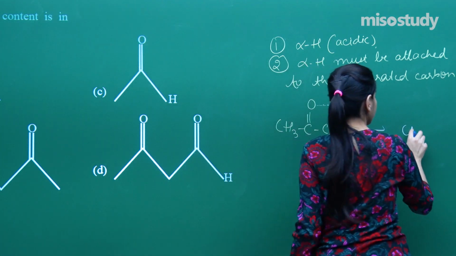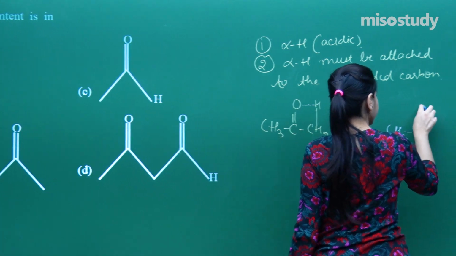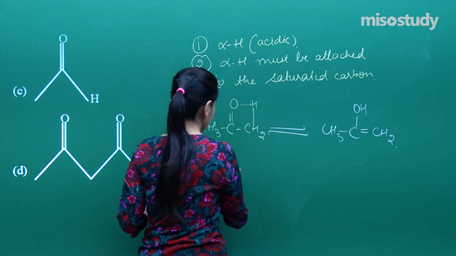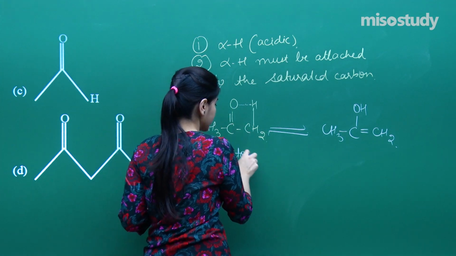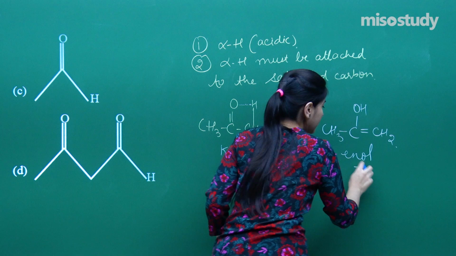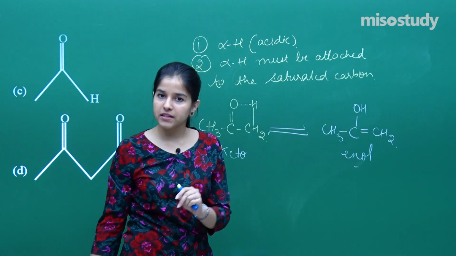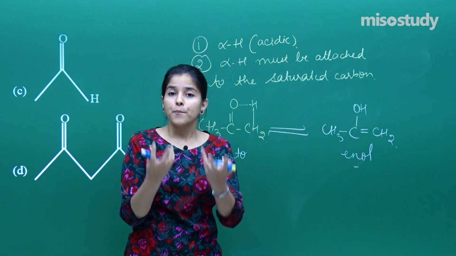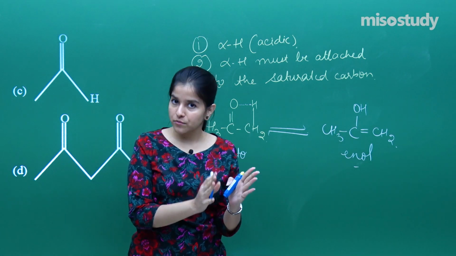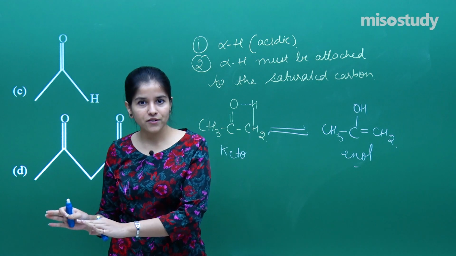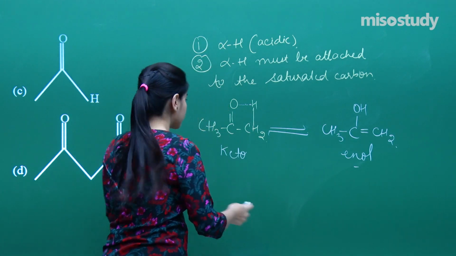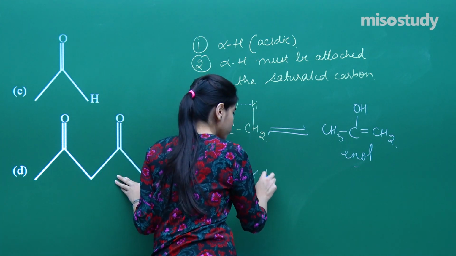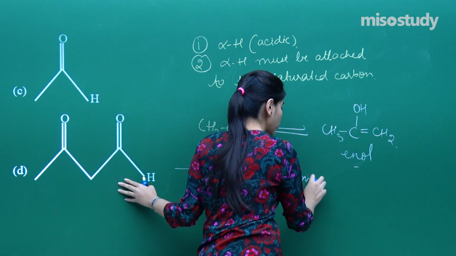So the enol form will be this. So that is keto, that is enol. And the question is actually asking the enol content. That means by what amount the enol form can be formed. So the more the number of alpha hydrogens, the more will be the enol content. So that is what we need. More alpha hydrogens, more enol content.